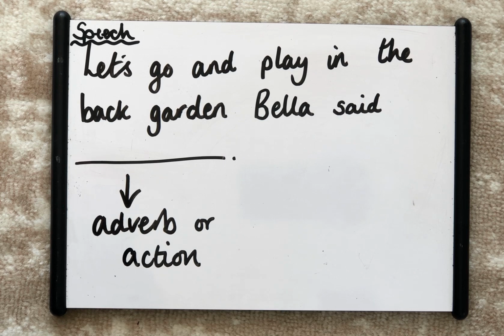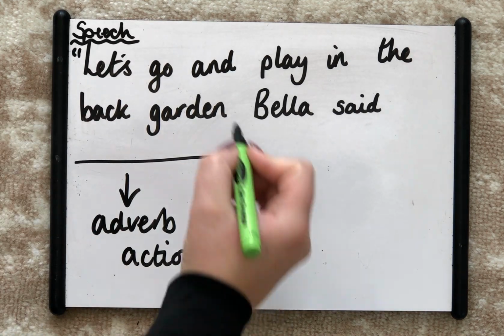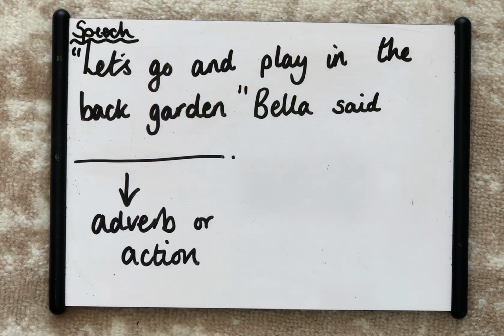So obviously with speech, the first thing we need is inverted commas, which some of you may know as speech marks, but they're inverted commas. So remember that our inverted commas just go around the words that are being spoken. So in this sentence, we have got, "Let's go and play in the back garden," Bella said. So we have to think about, right, what is the part that Bella has said? Bella didn't say "Bella said", so she said, "Let's go and play in the back garden." So we need our inverted commas there and our inverted commas there. So that's the first step, the really important step, is our inverted commas.